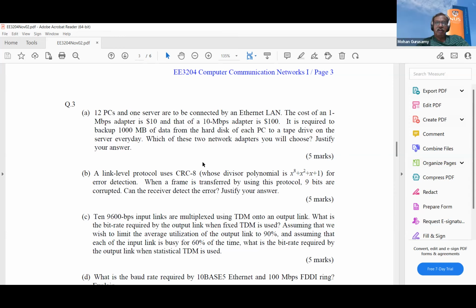Did you calculate how much time it takes? For one PC, how long does it take to back up? 1000 MB, right? M means 2 raised to the power 20, 1024 by 1024. Then a byte is 8 bits. And the data rate is 10 Mbps, correct? How much time do you get?